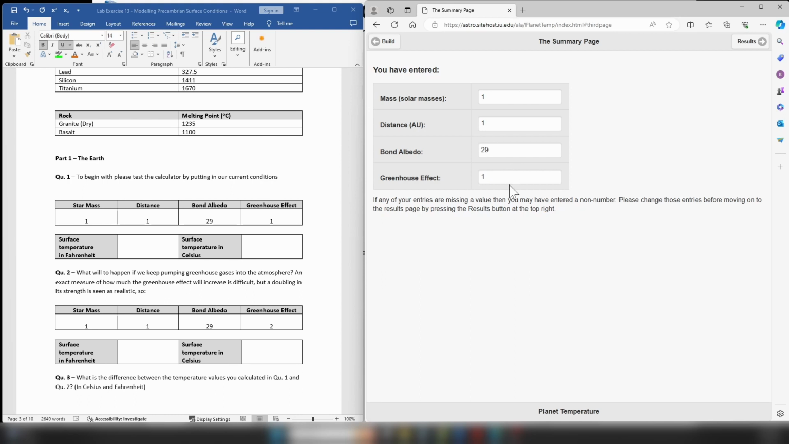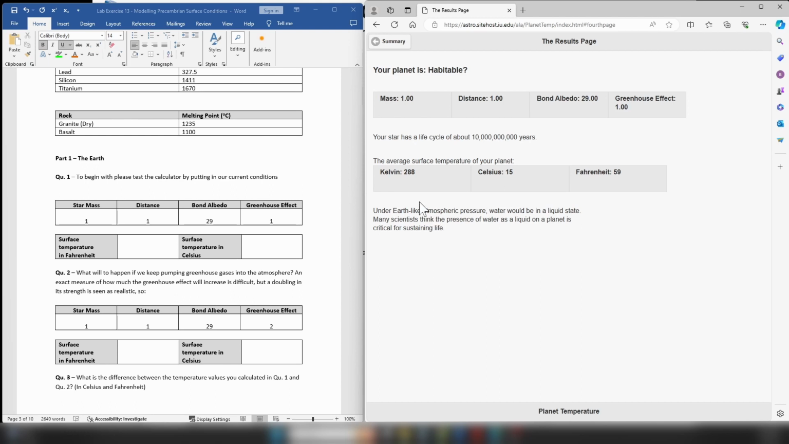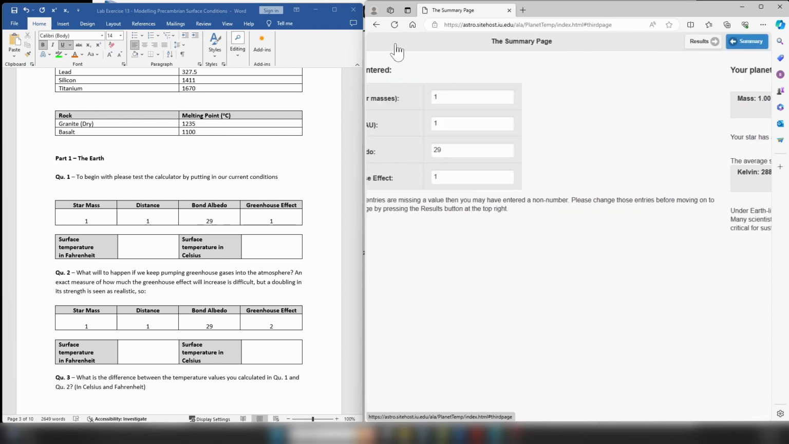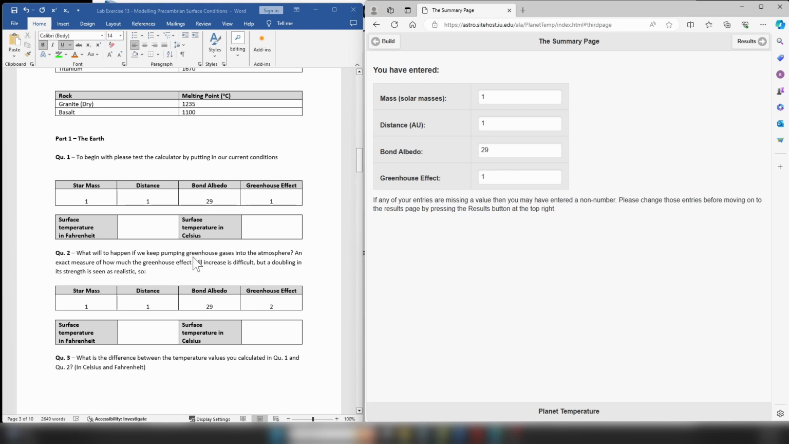Once you input your values into the table, you can hit results, and it's going to give you a brief description of what the surface would be like, the temperature in Celsius, and the temperature in Fahrenheit. You'll notice there are 2 spaces here, so you'll write the answer for this data in Fahrenheit here and in Celsius here. Once you've written that data in and you're moving on to question 2, just hit the summary button again. That's going to take you back to this table where you can then input the data for your next question.